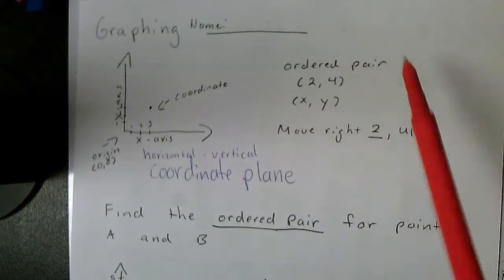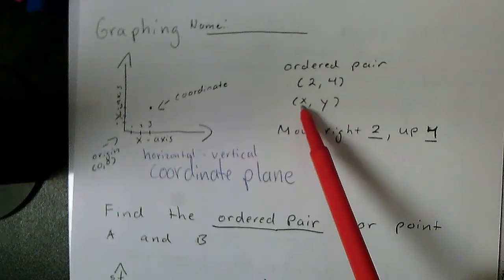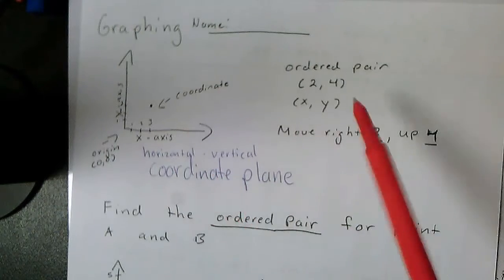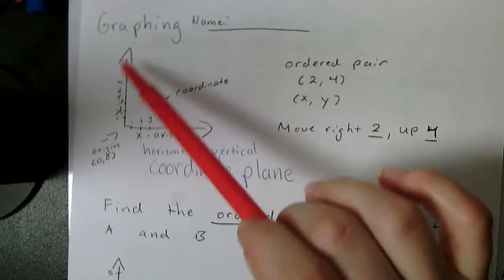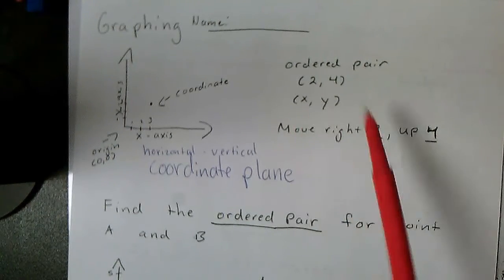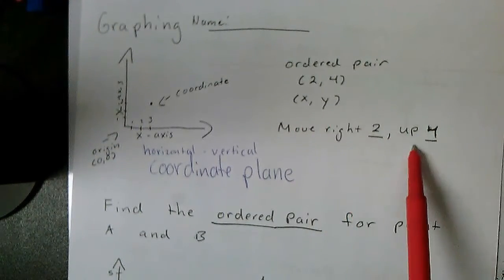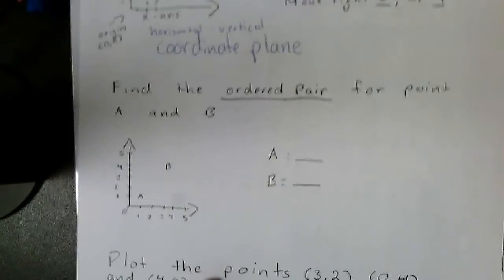When you are writing an ordered pair, you always write it with parentheses and a comma separating the two numbers. The first number is always the x coordinate, so how far right you are moving, and the y coordinate is the one that goes up, and it tells us how far up we're moving. So remember, our x coordinate tells us how far right we're moving, and our y coordinate tells us how far up we're moving. Let's go ahead and practice this with our first example problem.